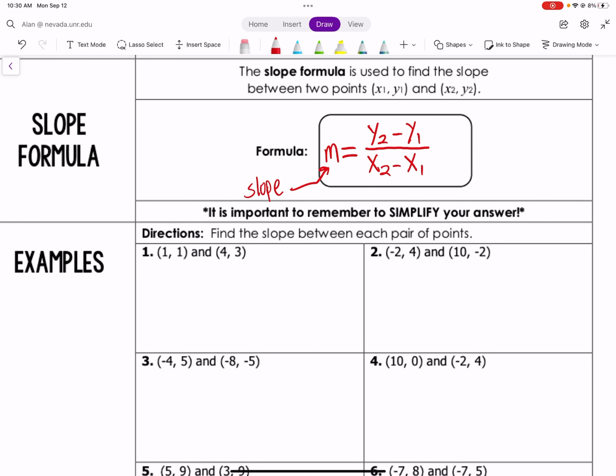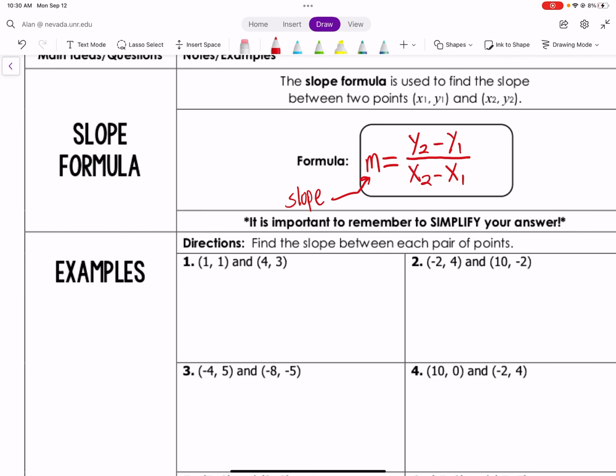Okay, so let's apply this formula to number 1. So we're going to find the slope between each pair of points. So on number 1, I have the point 1, 1, and the point 4, 3. So we have a couple choices. We can graph these 2 points if you like graphing. We can graph them so we can actually see where our line might be. That is one way to do it. And then we count our rise and our run. But let's say we are not going to graph, so we can apply this slope formula.